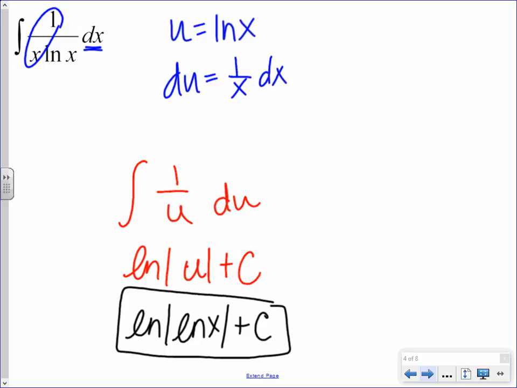Now, I know there are a couple groups that said, oh, I tried something and it didn't work. Okay, well, try something else. If you try something and it doesn't work, obviously it wasn't the right way, so try something else. With these substitution problems, there's not a whole lot of choice for what u can be, so if something doesn't work, try something else.